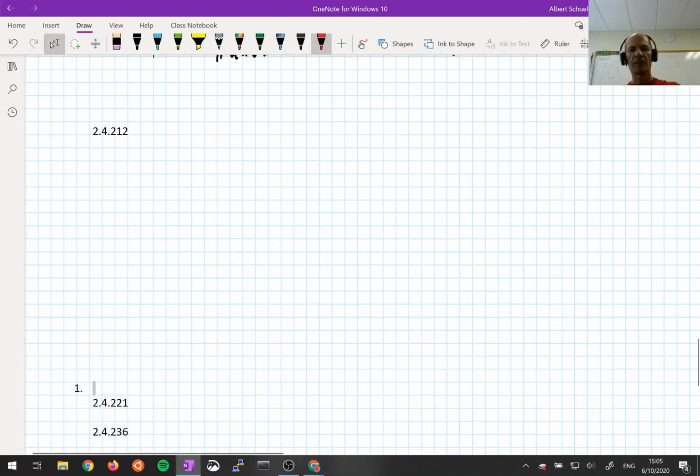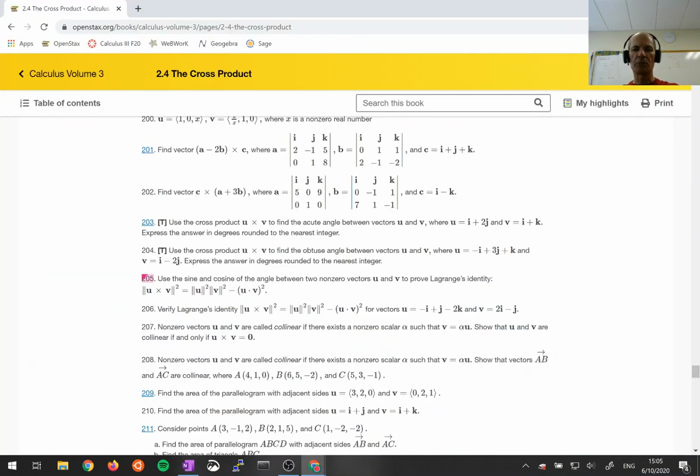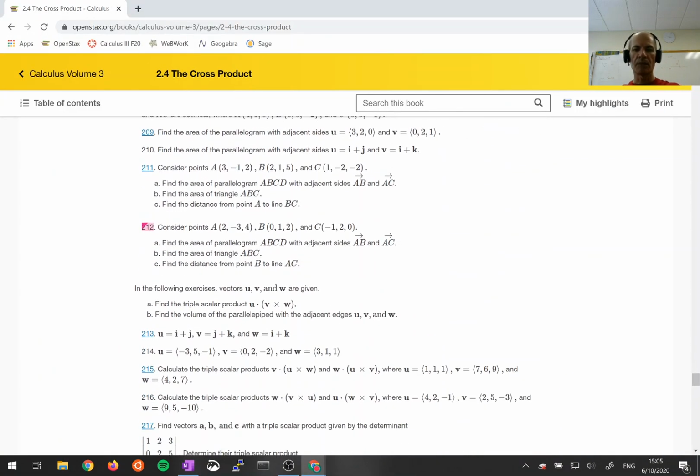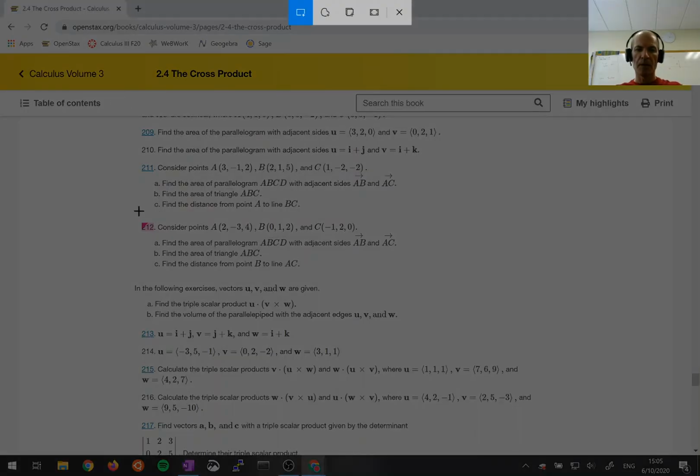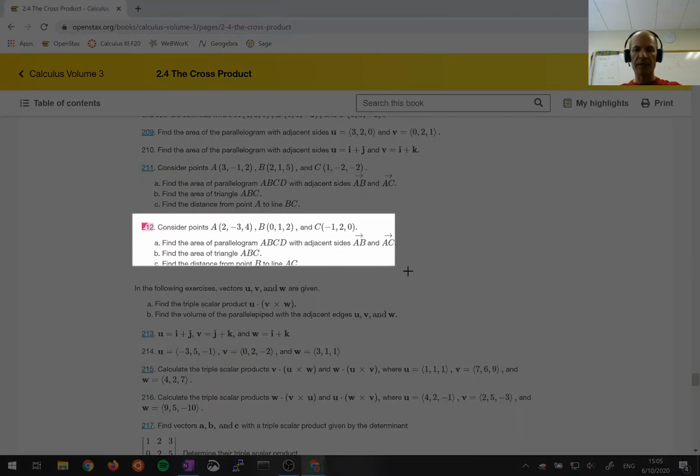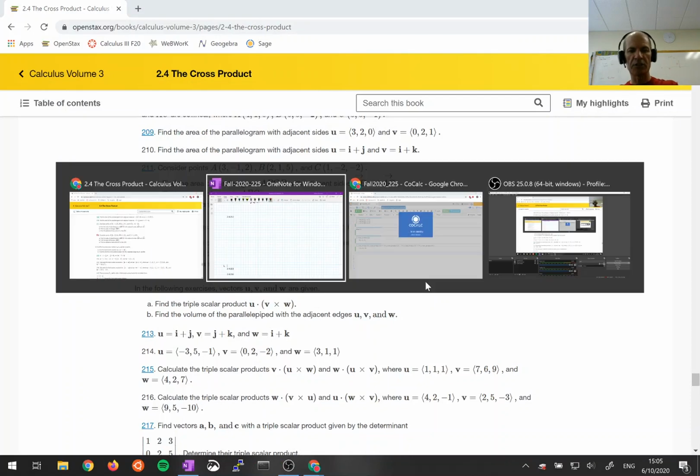Let's move on to problem 212. Problem 212. This is some area and geometry kinds of questions.